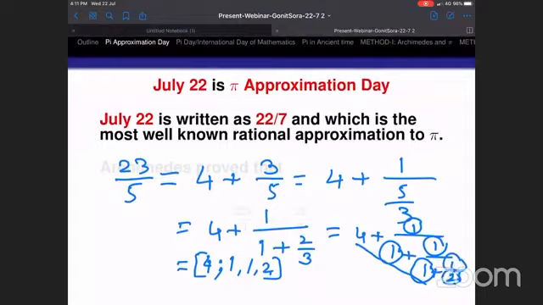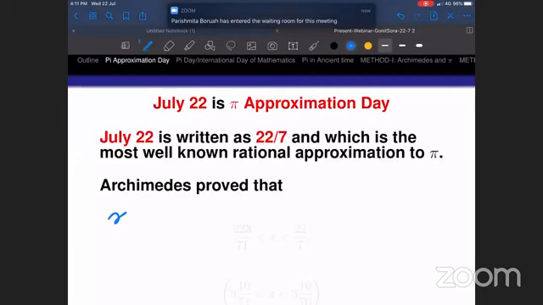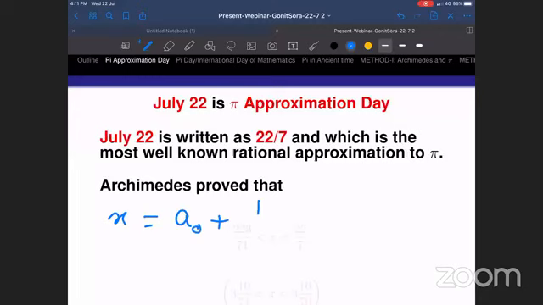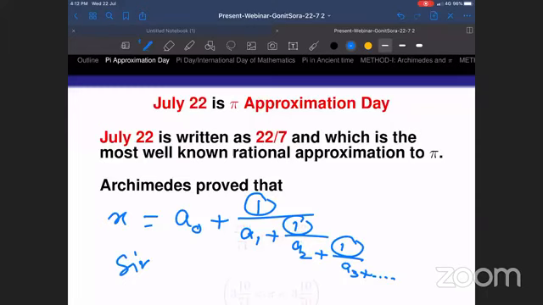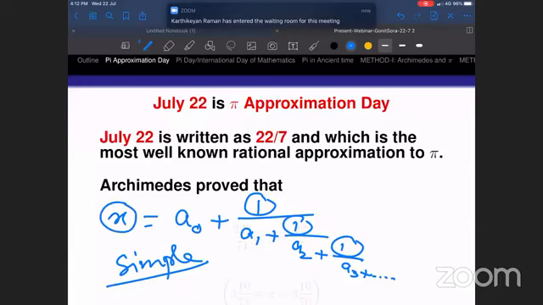For example, if x is an irrational number, then the continued fraction expansion of x will be a0 plus 1 over a1 plus 1 over a2 plus 1 over a3, etc. This will be an infinite continued fraction, and because these numerators are all ones, it is called a simple continued fraction. So if x is irrational, it will have an infinite simple continued fraction expansion. For example, what is the simple continued fraction expansion of √2?